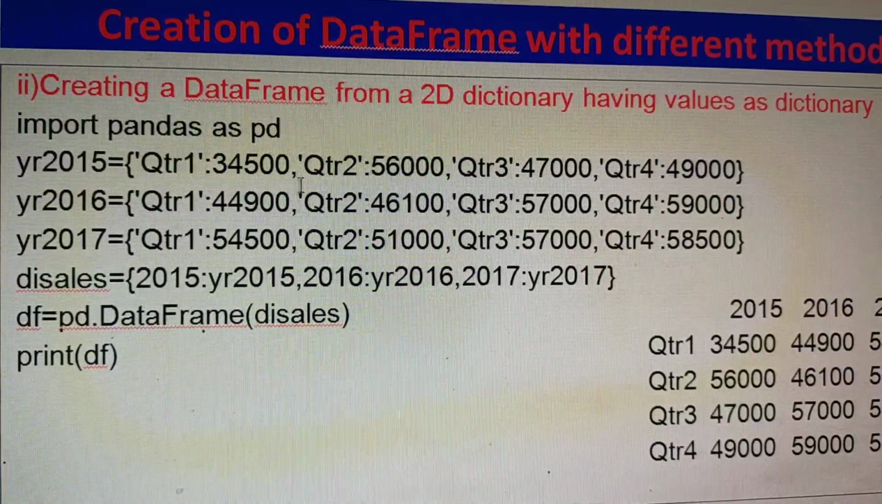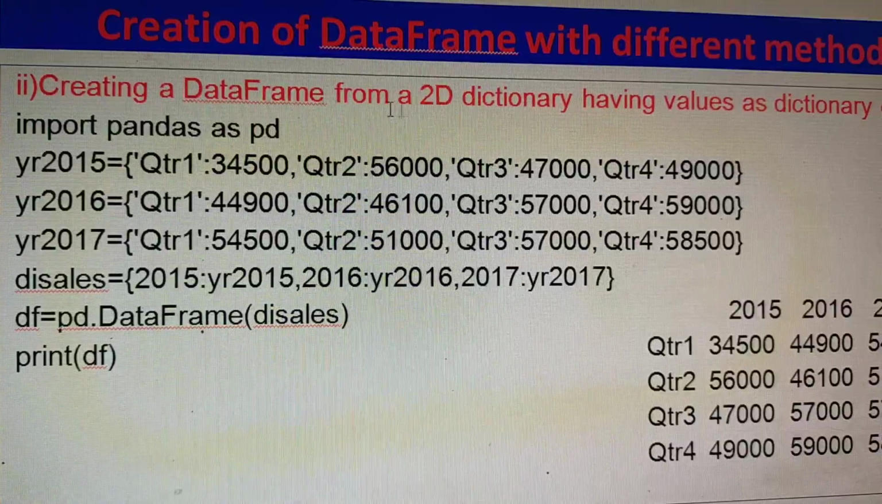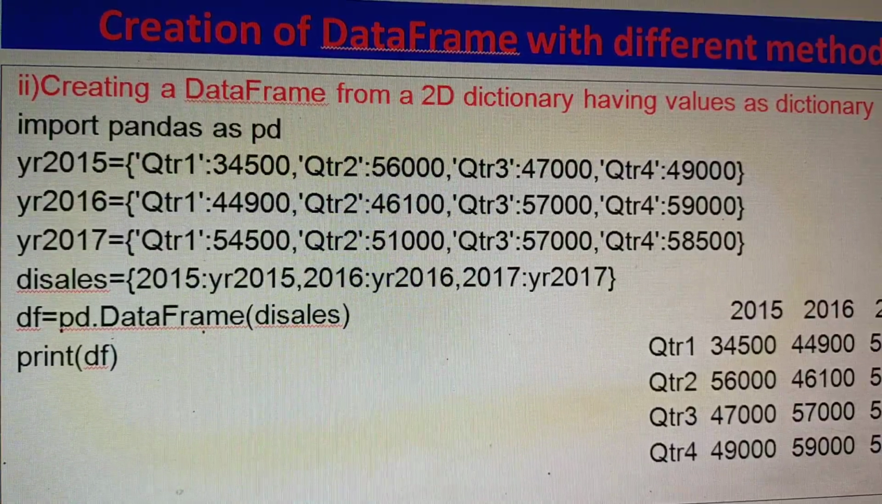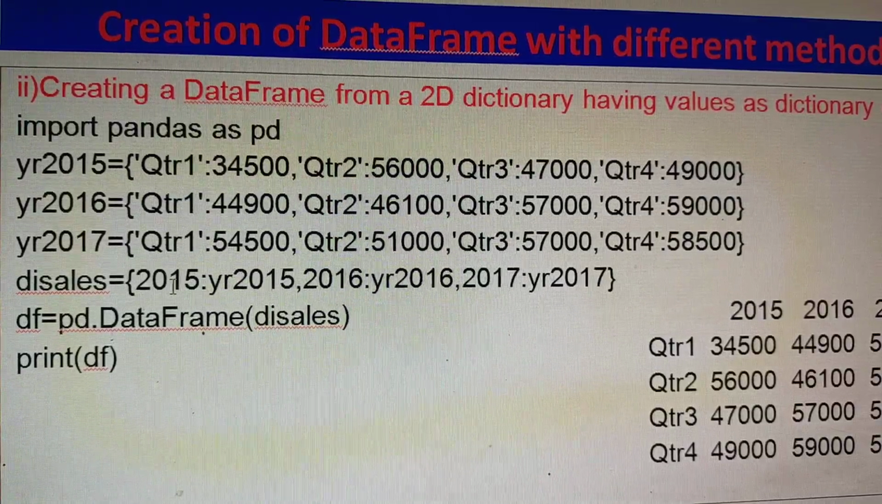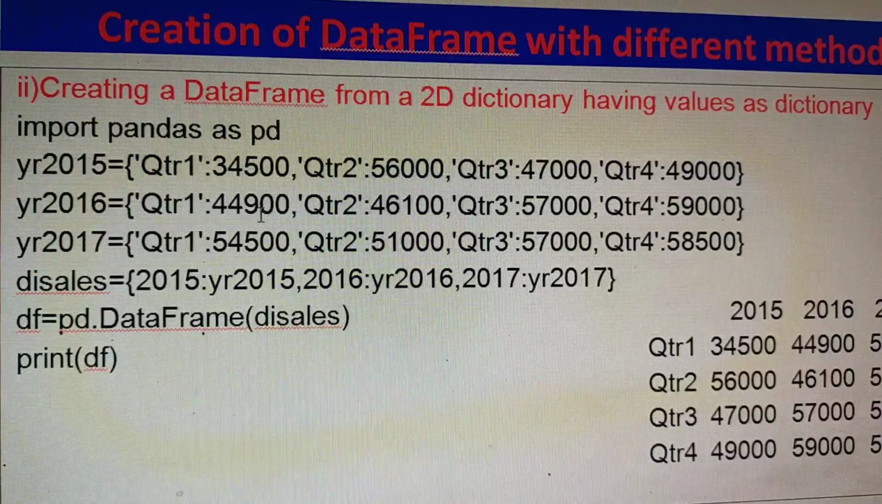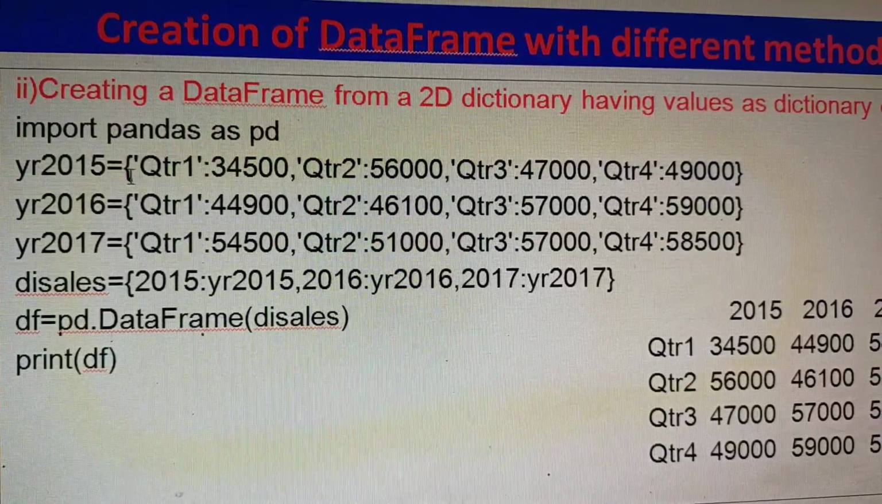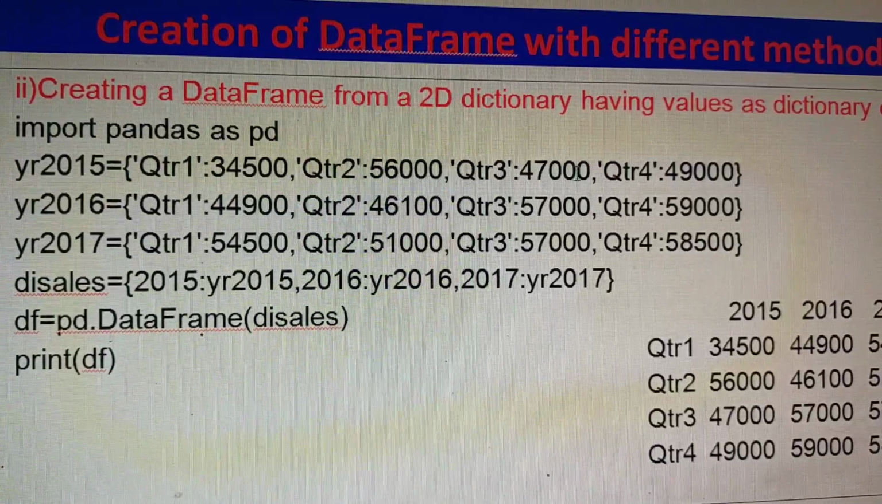Next method is creating the data frame using 2D dictionary having value as dictionary object. मतलब अब डिक्शनरी से ही डेटा फ्रेम बनाना है, पर उसके अंदर जो डिक्शनरी वैल्यू होगा वो भी डिक्शनरी ही होगा. तो पहले हम लोग डिक्शनरी क्रिएट कर लेंगे.